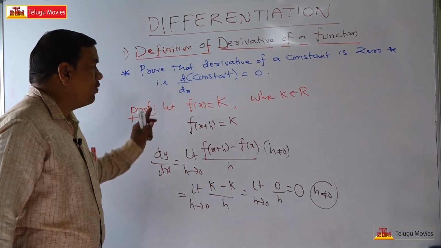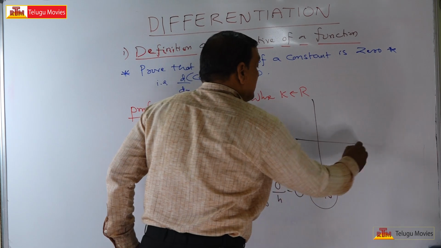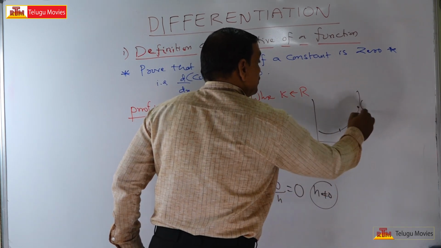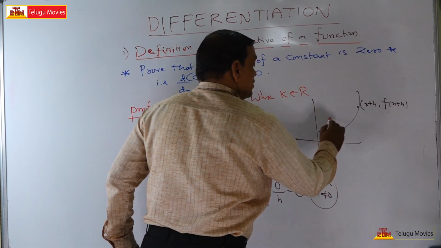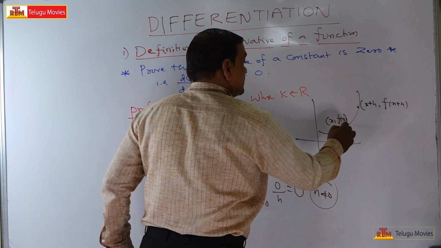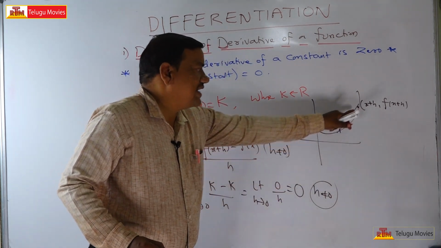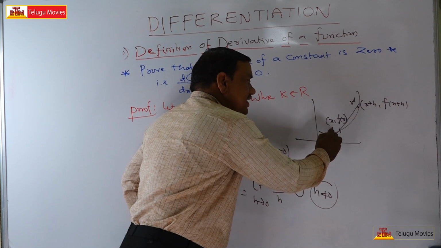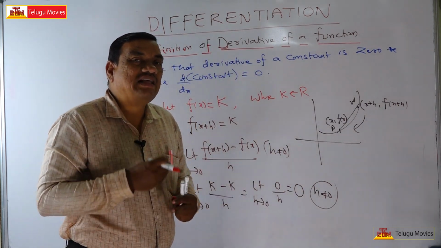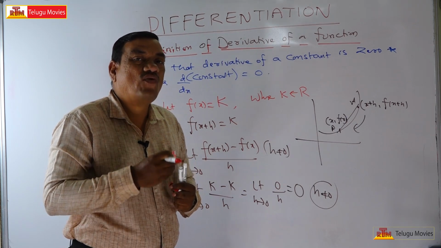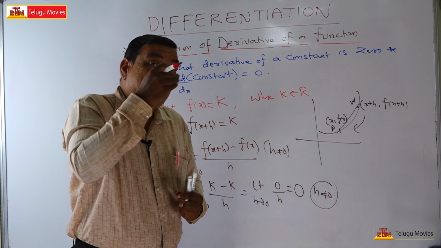And moreover, what does the derivative of a function mean? Already we have drawn one graph here. So this is x plus h, this is f of x plus h, and this is x comma f of x. Now, as the point A is moving towards P, we are finding the rate of change of y with respect to x.